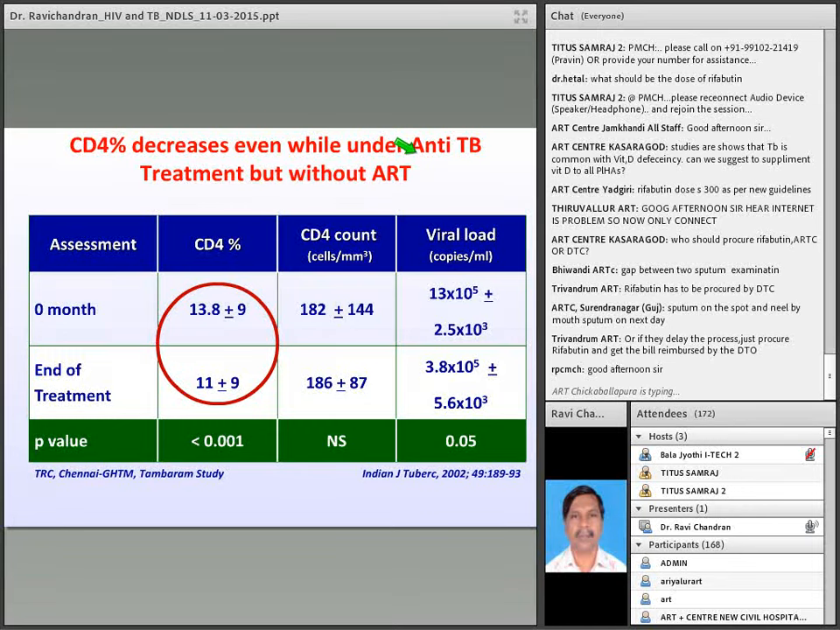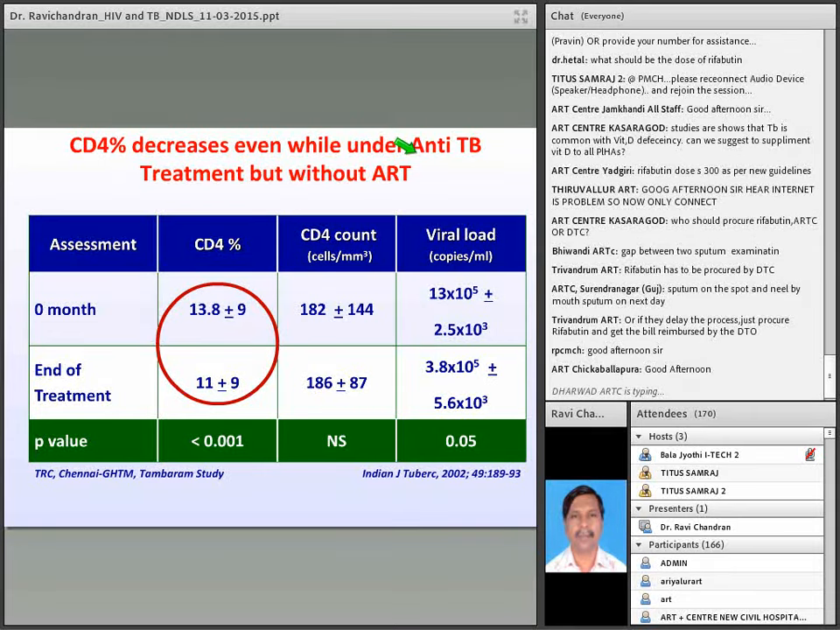CD4 percentage decreases even while under anti-TB treatment if ART is not started along with the anti-TB treatment.